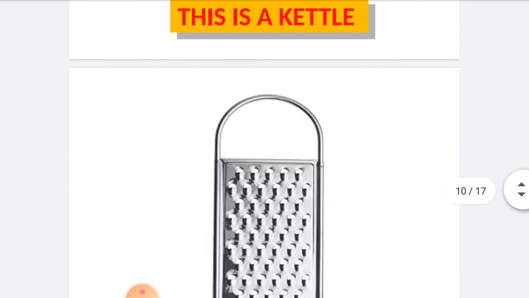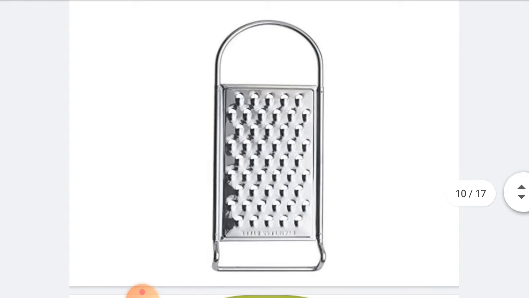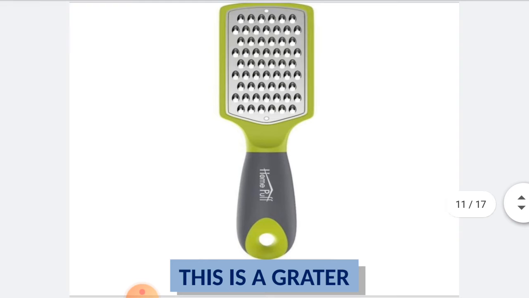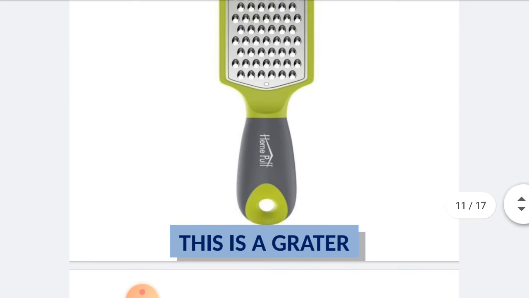Okay, and what is this? This is used for grating vegetables, isn't it? So we call it a grater. So please repeat once again. This is a grater.